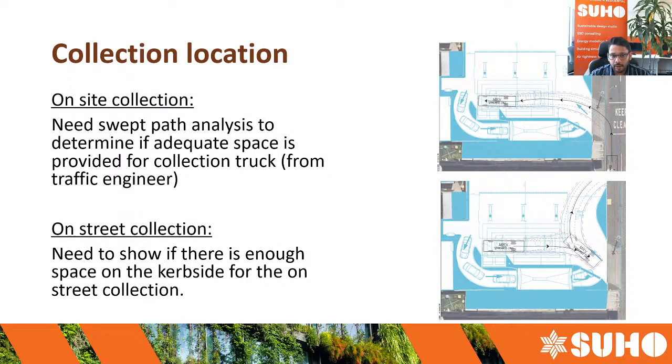Collection location: there are normally 2 types of collection locations. One is on-site collections. Supposedly you want the bins to be collected from the site, or from the basement. Then we normally require a swept path analysis to determine if adequate space is there for the collection truck. We need to request it from the traffic engineer so that they can confirm that this vehicle is able to collect the waste and go out of the building without causing any hindrance.